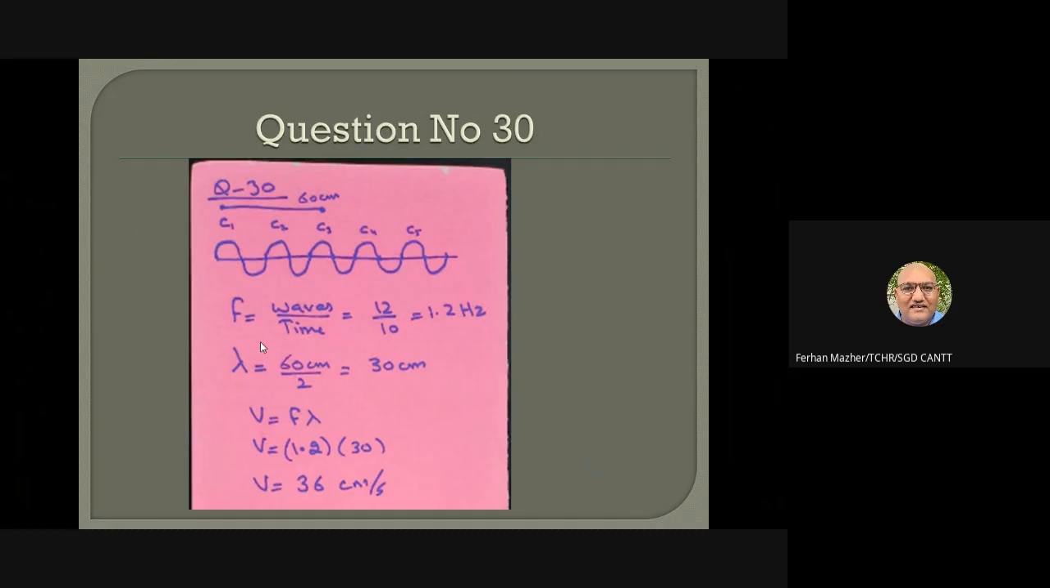The frequency is the number of waves divided by the time taken. There are 12 waves in 10 seconds, so it will be 12 divided by 10, 1.2 hertz. According to the formula, v equals f lambda. F is 1.2 hertz and lambda is 30 centimeters. When you multiply f and lambda, the answer will be 36 centimeters per second. It will not be meters per second because the lambda we have taken is in centimeters. That's why the velocity will automatically be in centimeters per second. I hope you have understood this.